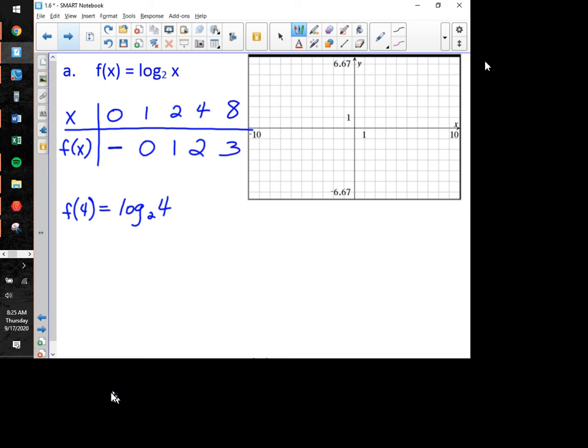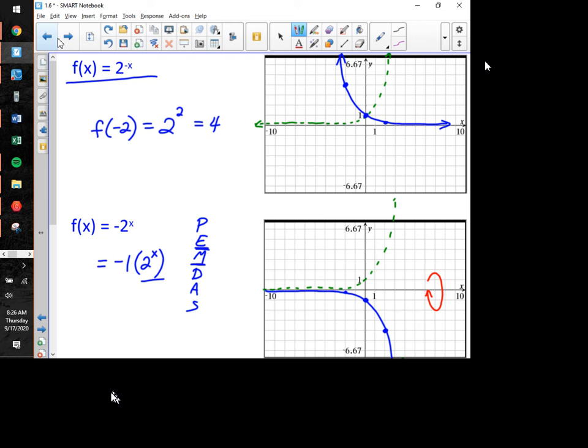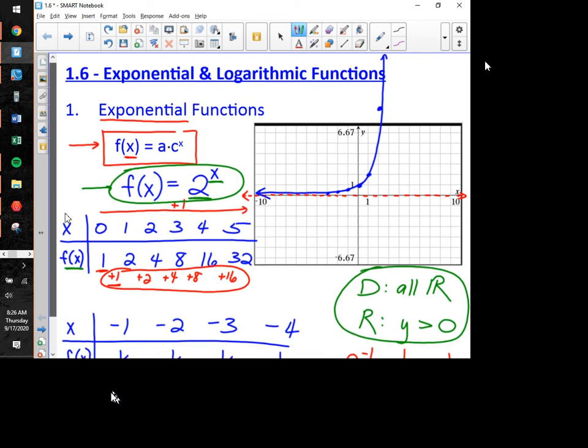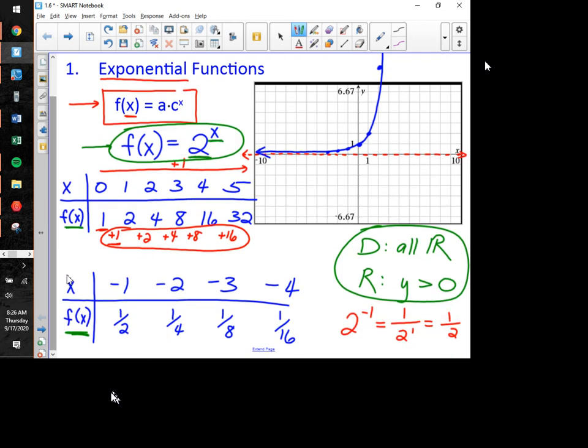Now, we could keep going, but I think you guys can see right now what it is that we need to see. Normally, when we did a table for the exponential functions, you guys noticed that our x values, 0, 1, 2, 3, 4, and 5, followed a nice simple pattern of increasing by 1. And it was the range, the y values, that increased at an increasing rate.